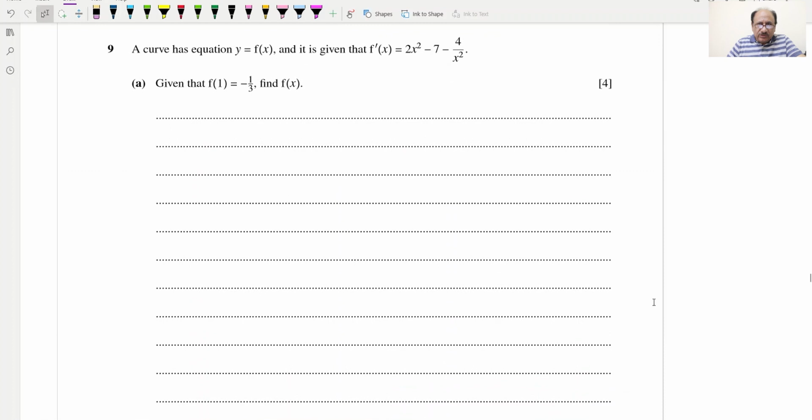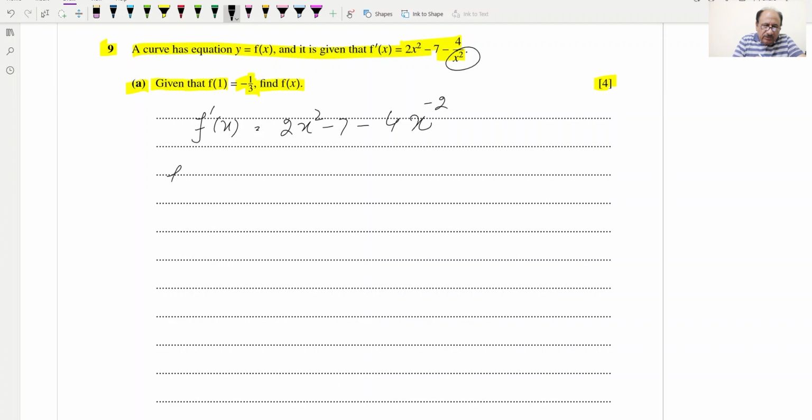Now we can move to question number 9. Question number 9 says a curve has equation y is equal to f of x, and it is given that f dash of x is this one. Given that f of 1 is equal to minus 1 over 3, find f of x. This is a 4-mark integration question. So f dash of x is given: f dash of x is equal to 2x squared minus 7 minus 4, and this one we can shift up as numerator and write power minus 2.